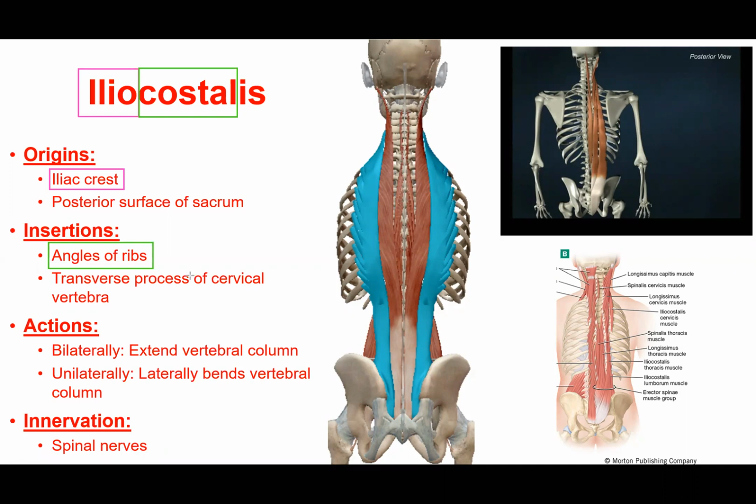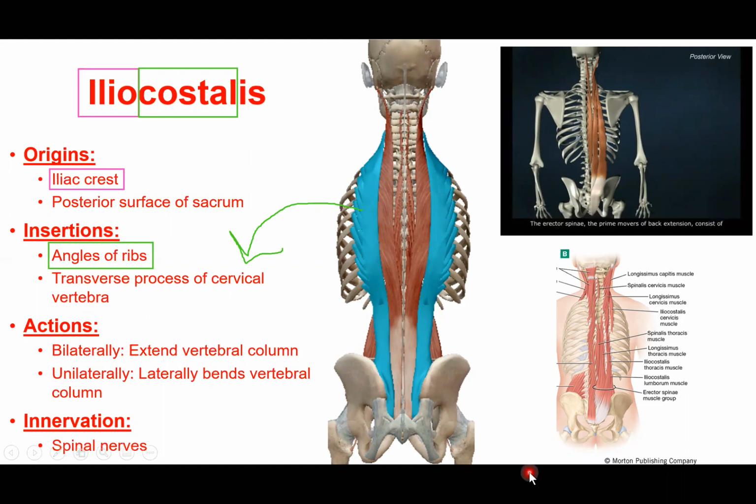Working together, the iliocostalis will extend the vertebral column, so sort of doing almost like starting into a back bend. And then unilaterally, so if we're just going to contract just one at a time, so if we just contract this one over here, that's going to laterally bend our vertebral column, which means we're going to sort of do this motion to one side. Okay, so let's see this in action in our video.